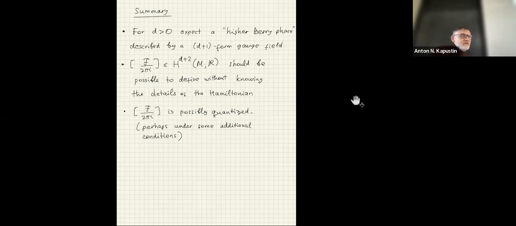And by analogy with zero dimension, I might expect that maybe you can extract this class without knowing the details of the Hamiltonian, just knowing the family of the ground states. Kind of like a Chern class of a line bundle, here a higher Chern class of something. And this class is possibly quantized. Maybe you need to put some additional constraint on your family of states. Like if you literally expect this Beilinson-Deligne cycle, then it will be quantized, but I'm not sure yet under what conditions it's true.